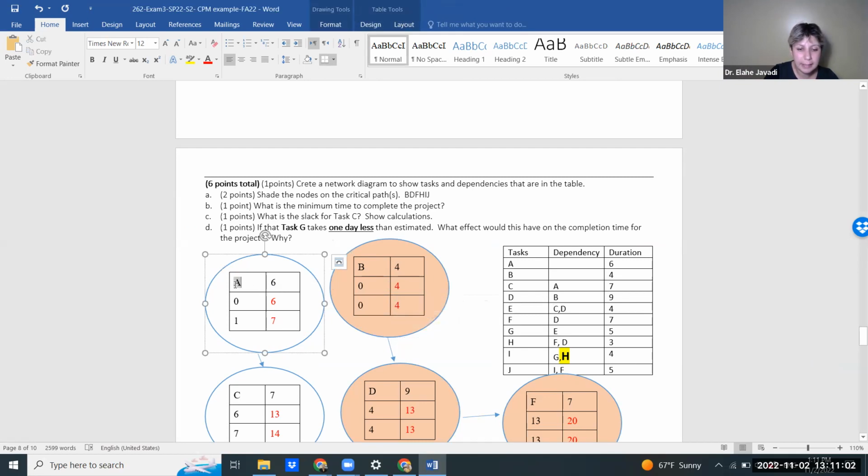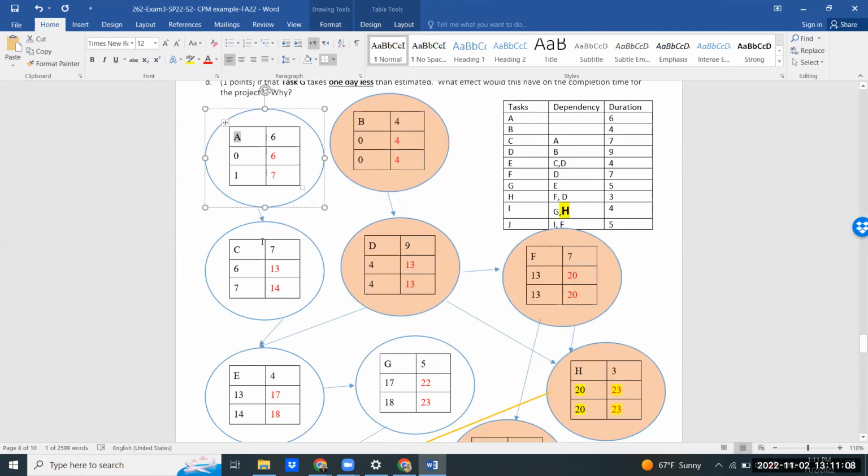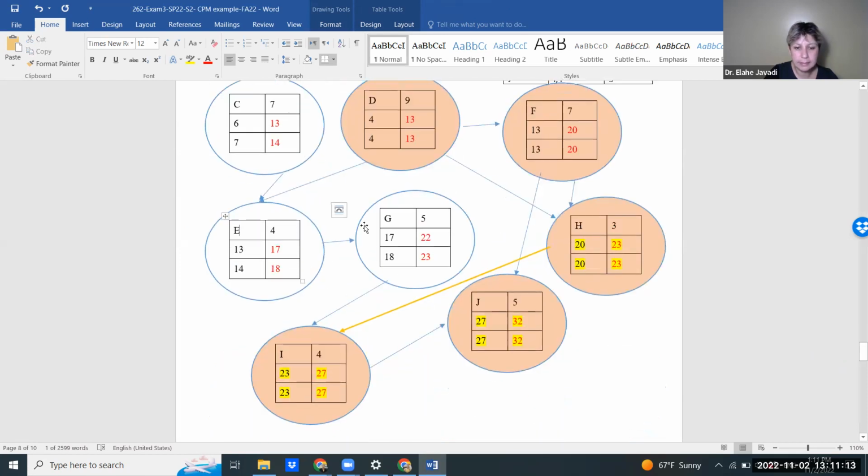For example, A has 1 day of a slack. Do you see that, Benedict? Yeah. So A has 1 day of a slack. C has 1 day of a slack. This one has 1 day. This one has 1 day.